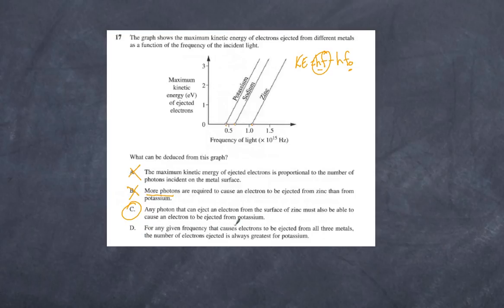D, for any given frequency that causes electrons to be ejected from all three metals, so we're looking at any energy at this level here, the number of electrons ejected is always greater for potassium. Again, that's about the numbers of electrons. If I have a single photon of energy equal to something in this range over here, it will still release a single electron from not only zinc, but also sodium and also potassium. It's just that their kinetic energies are going to be differing. So D is incorrect. C is definitely our answer.